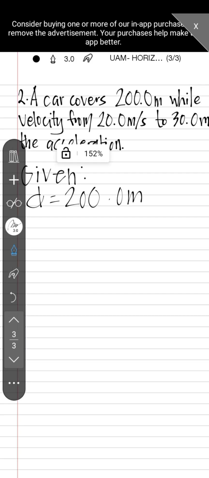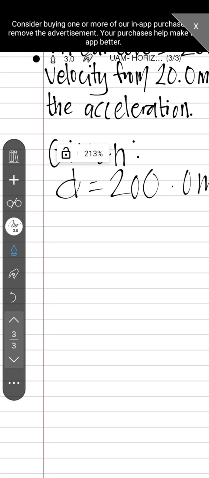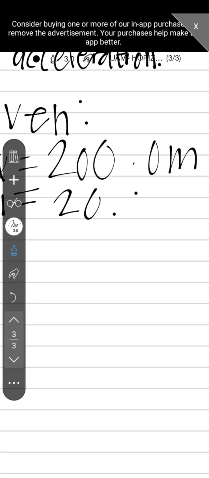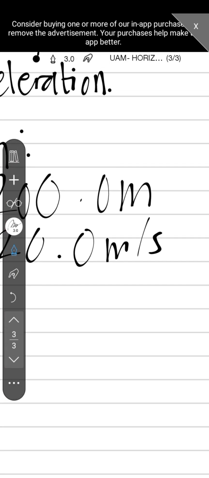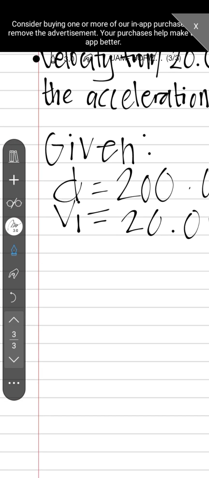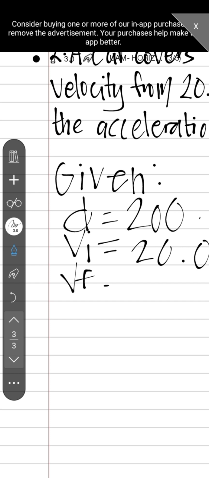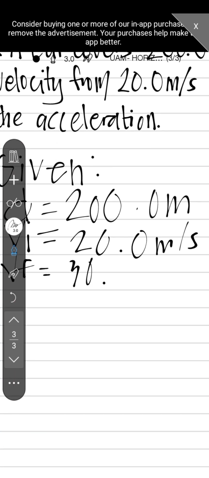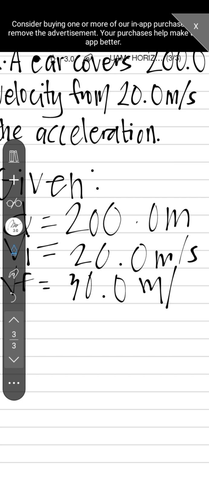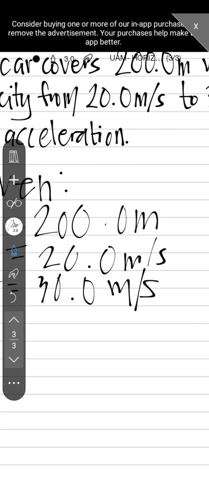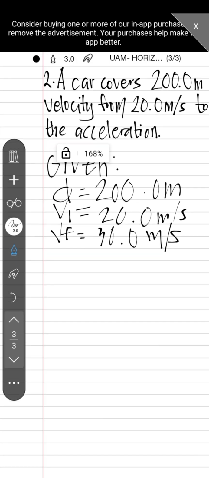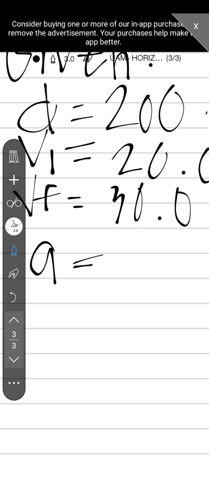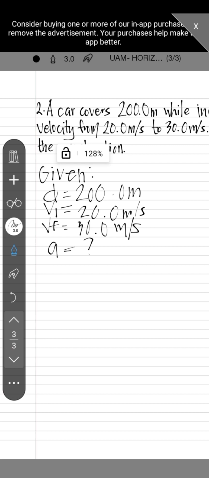So, a car covers 200 meters. That means that is the displacement. So, our displacement is 200 meters. While increasing its velocity from, the word from means it is the initial velocity, 20 meters per second, to 30 meters per second. So, our final velocity is 30 meters per second. Since we are looking for the acceleration, we're gonna put a and then put a question mark next to it. Okay, so that's it for our given.